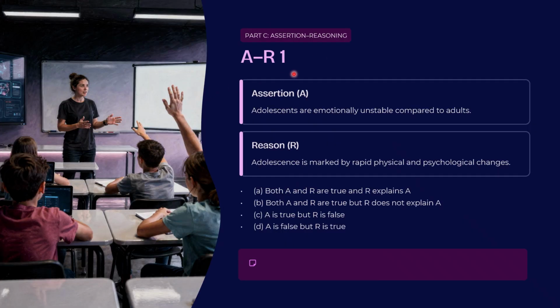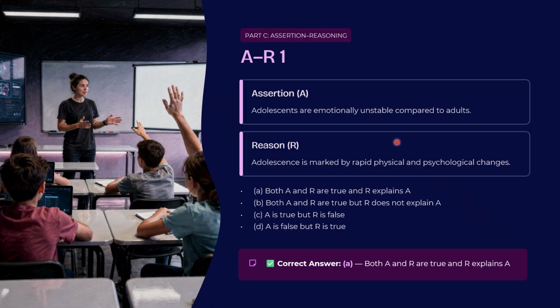Our next question is assertion and reasoning. Assertion: adolescents are emotionally unstable compared to adults. And reason is adolescence is marked by rapid physical and psychological changes. So let's analyze the assertion first. The assertion says that adolescents are emotionally unstable compared to adults. This statement is correct. During adolescence, students experience frequent mood swings, emotional sensitivity, anxiety, and confusion. This stage is often called the storm and stress period.